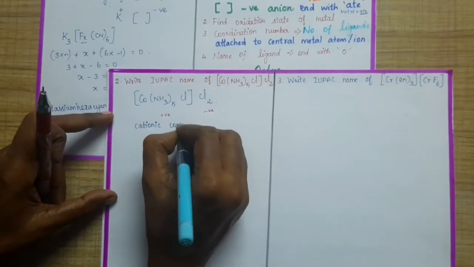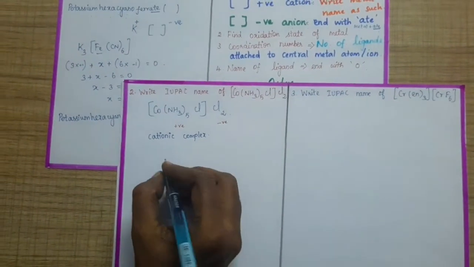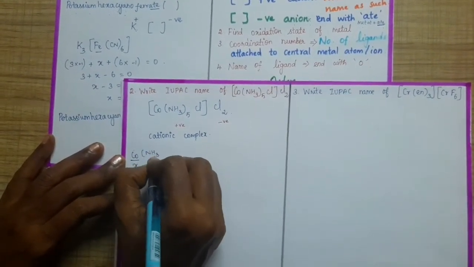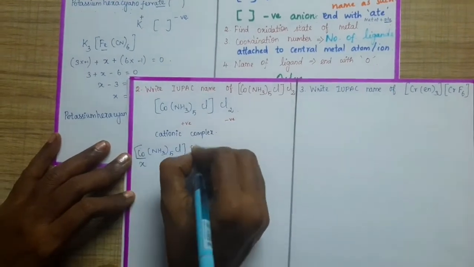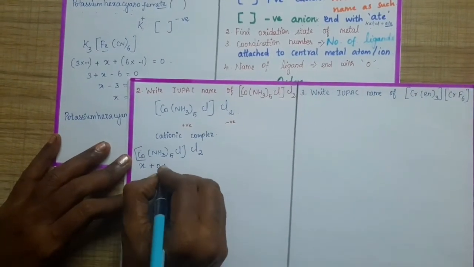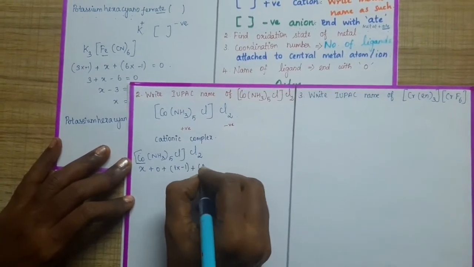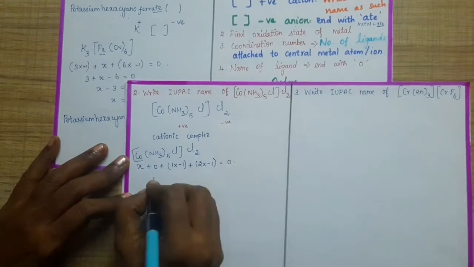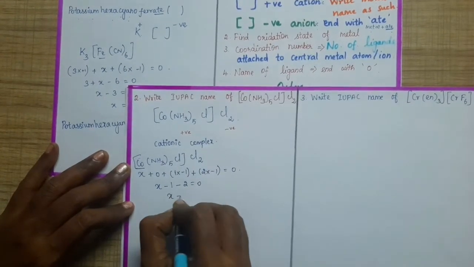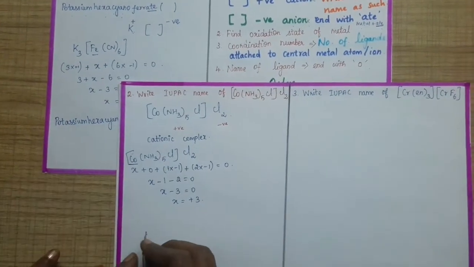So the first step is over. What is the second step you have to find out? Oxidation state. Let us consider the oxidation state. Co X, NH3 5 times, Cl. For ammonia we don't have any charge, it is a neutral molecule, so plus 0. For chlorine it is minus 1: 1 into minus 1 plus 2 into minus 1 equal to 0. So X minus 1 minus 2 equal to 0. X minus 3 is equal to 0. X is equal to plus 3. Okay.